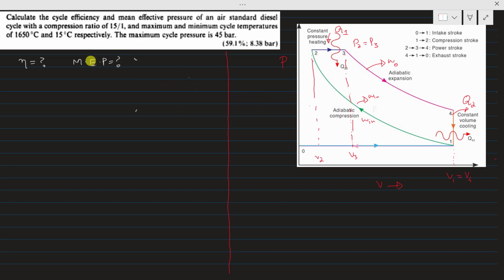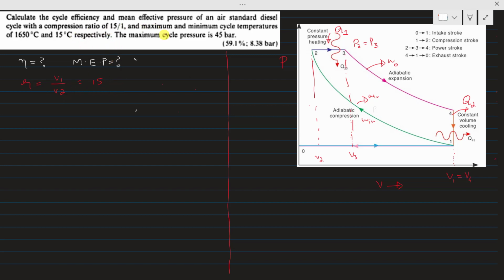Now come to the statement and toward its solution. The statement says the cycle has a compression ratio of 15/1. So what does the compression ratio say? It is the maximum volume of the system, V1 divided by V2, that is equal to the compression ratio, which is equal to 15.